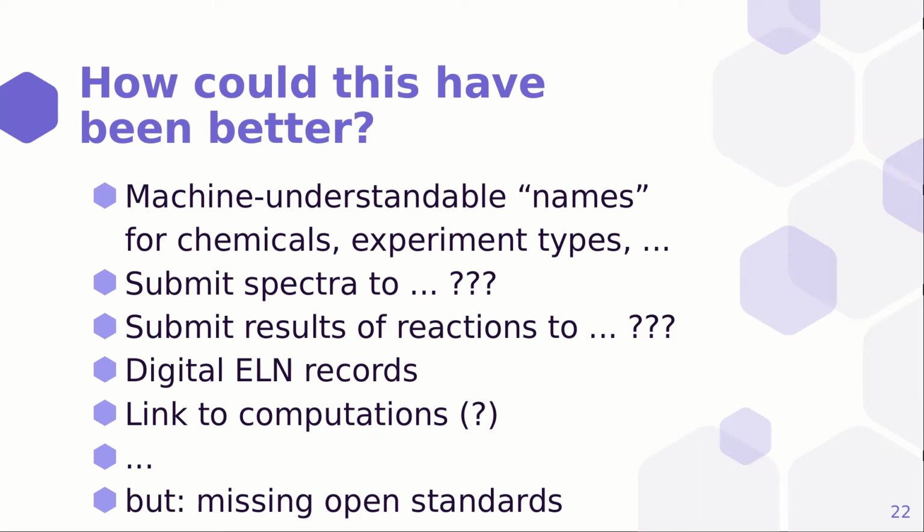It would have been nice if we could have submitted our UV-Vis spectra to a repository. We didn't find one at the time, at least. The results of our reactions, like the yields and equilibrium constants, we try to create a new database right now, but we didn't find one. So this is always a pain. And then a digital electronic lab notebook, we didn't have one. So we scanned the pages. And then we did some computations. Should we link to it?